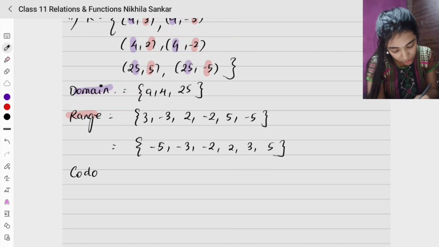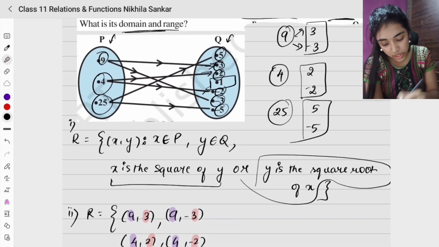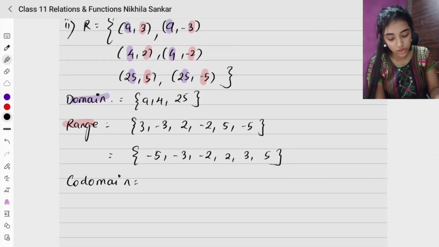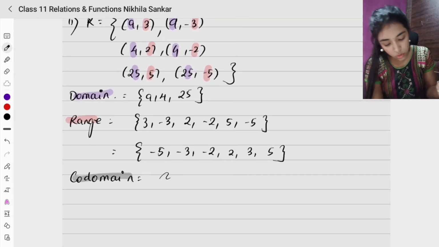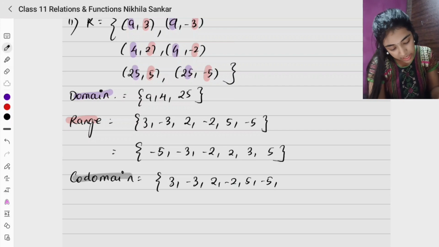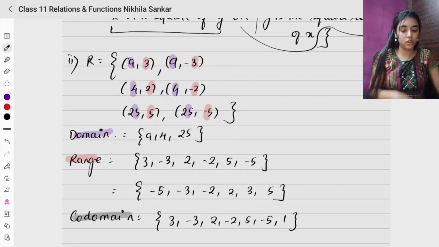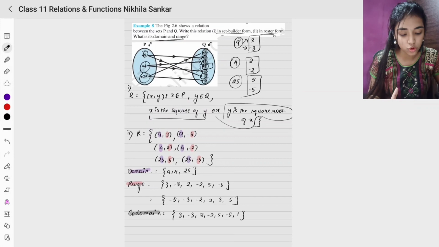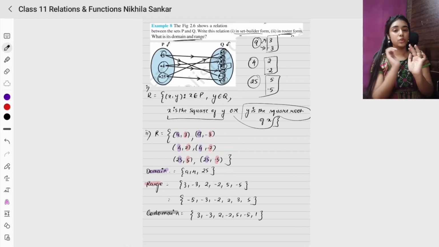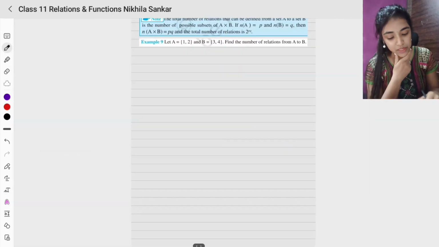Okay, now codomain. They have not asked for the codomain, but what is our codomain? We are only going to focus on the output. Correct? So in the output I have 5, 3, 2, 1, minus 2, minus 3, minus 5. So you have to write everything that is in the output. So that is going to be our codomain: 3, minus 3, 2, minus 2, 5, minus 5 and you have 1. That is one value which is not used at all, but it is also included in your codomain because the codomain will include all your output values. You don't have to consider your input when you're talking about codomain. Okay, clear?